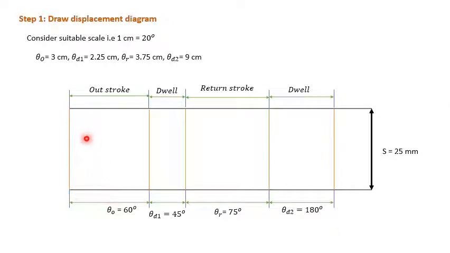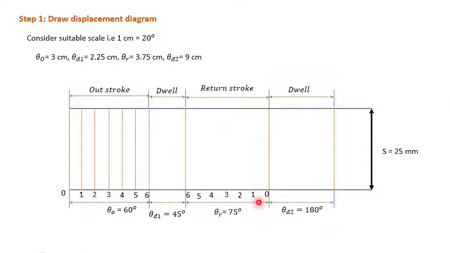Next one is we have to split this outstroke and return stroke by 6 equal number of parts, like this. Okay, then we have to identify the type of follower. For outstroke it is UARM, for return stroke it is SHM. Therefore from each number draw the vertical lines. Here also in the return stroke draw vertical lines from each number.